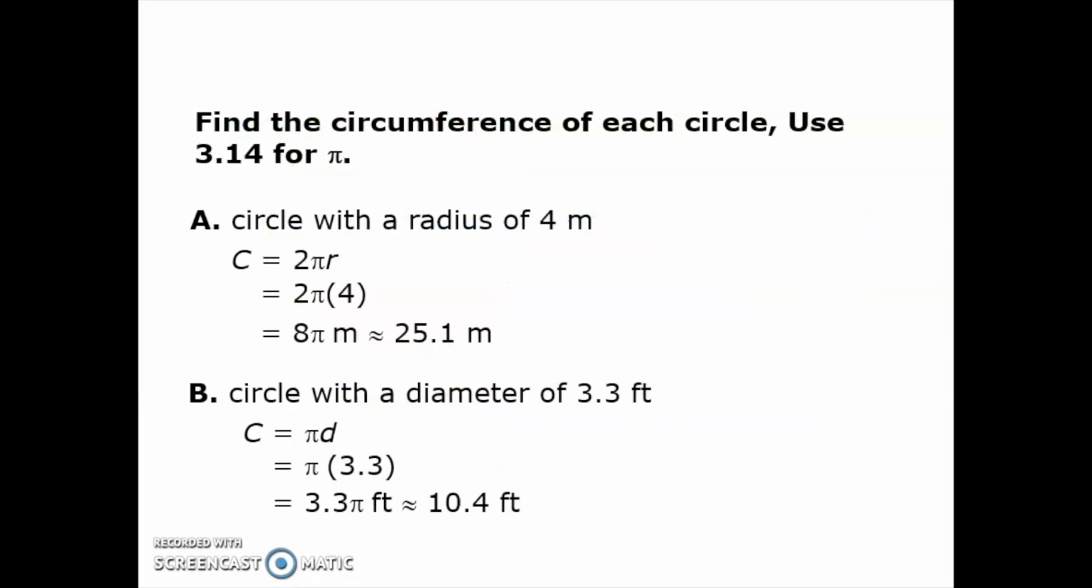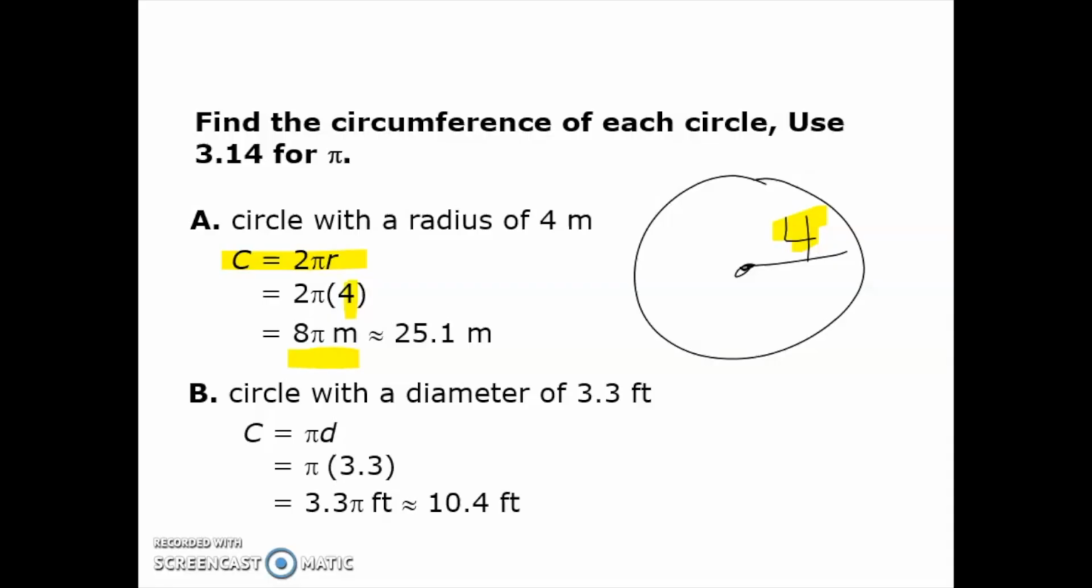circumference. So if we're given a circle, and I'm going to draw myself a picture here so that we can visually see what's happening, if we're given a circle and our circle has a radius of 4, that means that halfway across is 4. We can use our formula, circumference equals 2 pi r, to find the circumference. So we would just plug in 4 for the radius, and we would multiply that out.